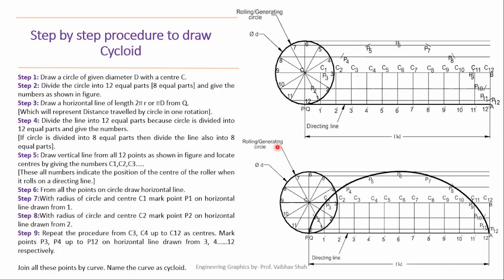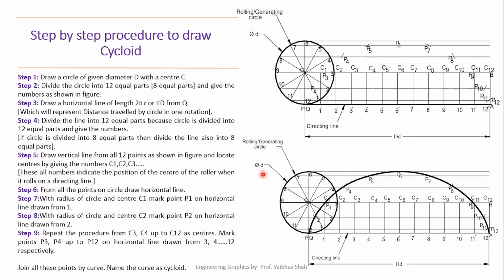And generating circle means this rotation of the wheel generates the curve known as cycloid. That means it is generating the curve, so it is also known as generating circle. And this is the symbol of your diameter. So phi means your diameter. Here phi is the diameter of this circle. Let us suppose our diameter is d, so our phi is here d.